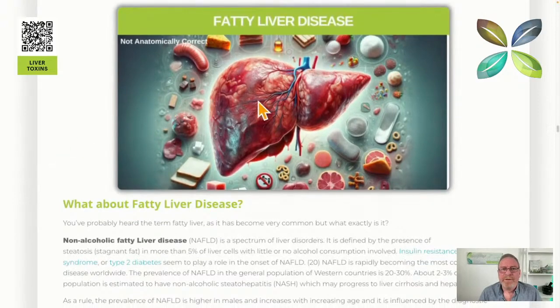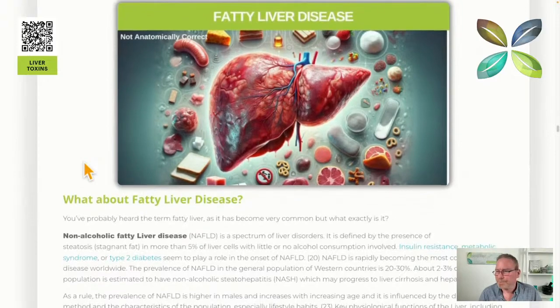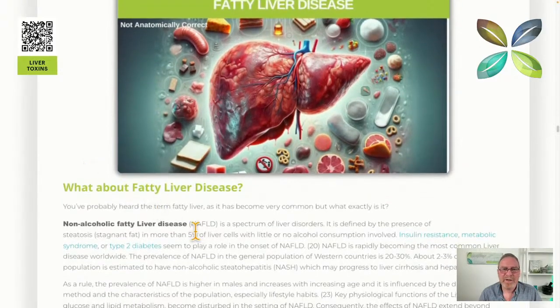You think of it maybe just a whole lot of fat accumulating in the liver. Well, in a sense it is, but it only needs to be 5%. So you see there, if it's more than 5% of liver cells, and also when there's no alcohol involved, that's the proper classification of non-alcoholic fatty liver disease. Of course, alcohol can be involved in liver damage, which is also a liver toxin. But this occurs without alcohol.